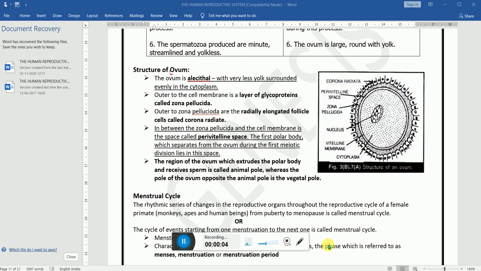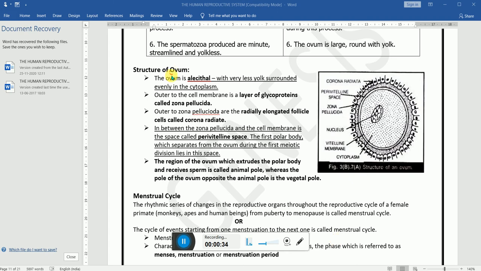So students, today I'm going to discuss the structure of ovum. Please listen to this lecture very carefully and make notes in your copy as well. Now, when we are discussing the structure of ovum, we need to understand what the ovum is, where it is present, how it looks, and what its significance is. So let's start. What is this ovum?